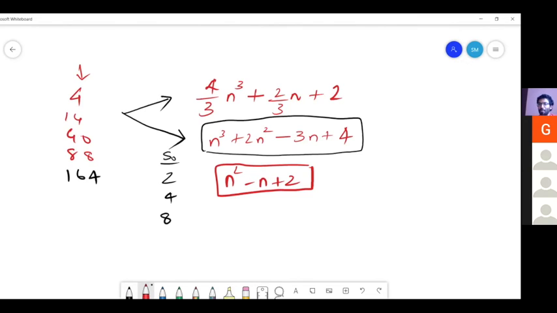Yeah, Sunil. So now we'll start with Sunil. How did you get this 4 by 3 n cube plus 2 by 3 n plus 2, Sunil? Can you explain that? Yes, it's very elaborate, but I formed 4 linear equations. Right. So that is the crux here, right? So Shankar, now what was your method? Same thing, right?